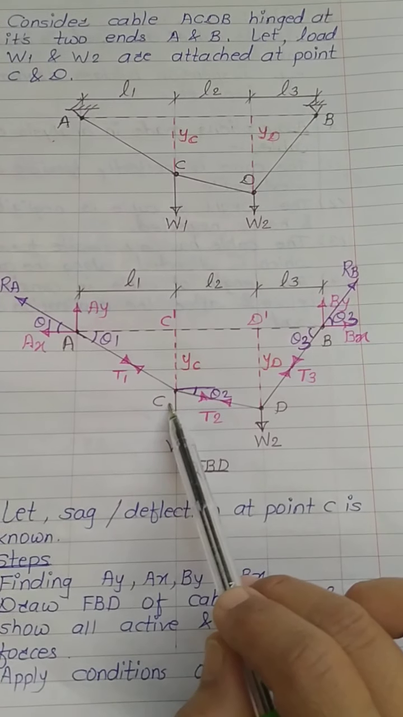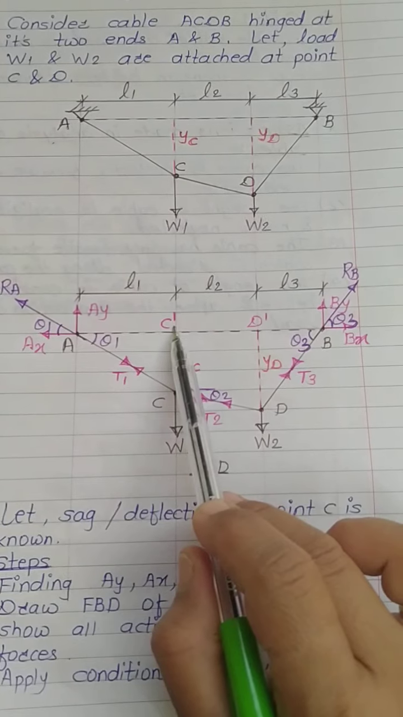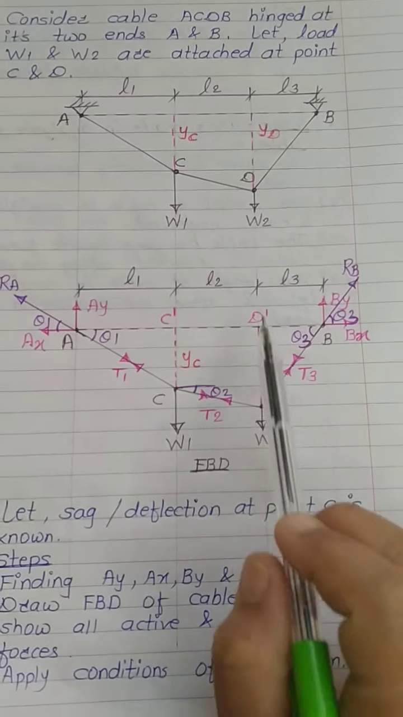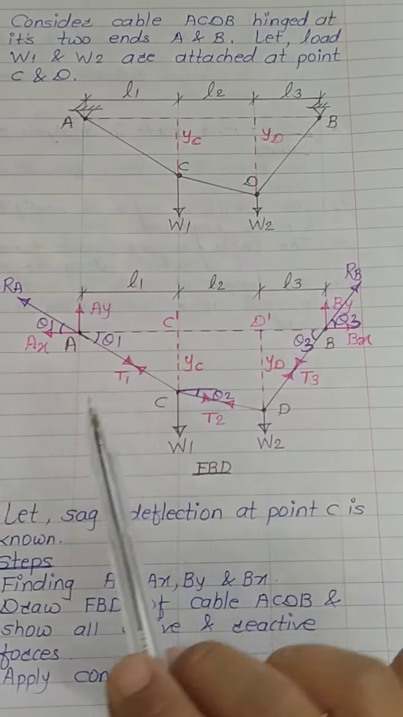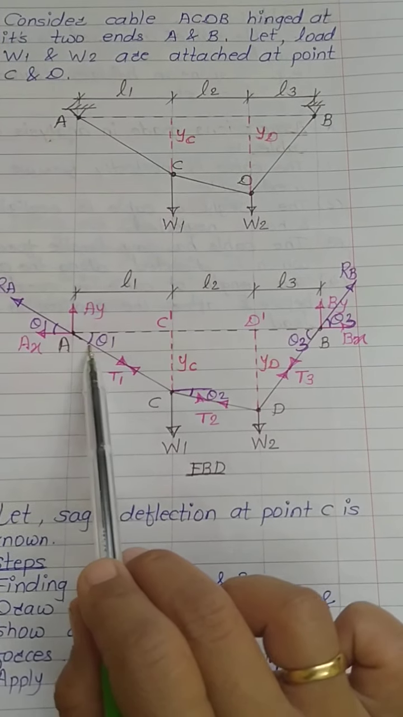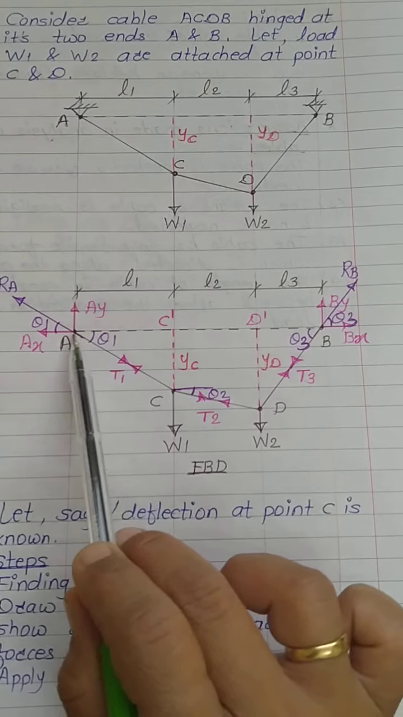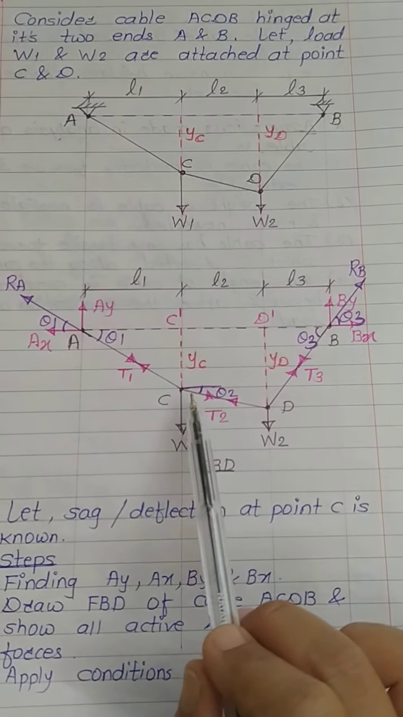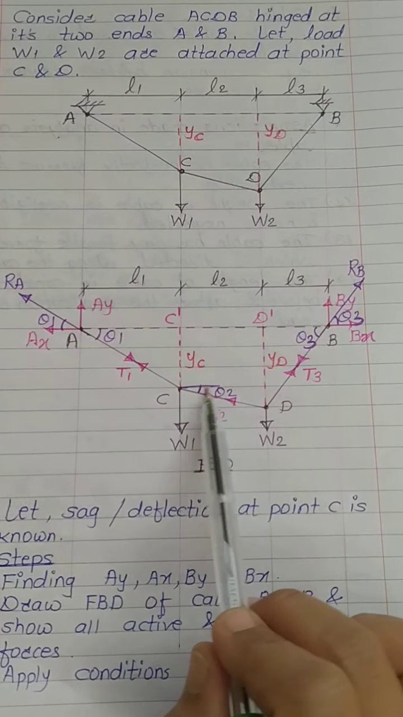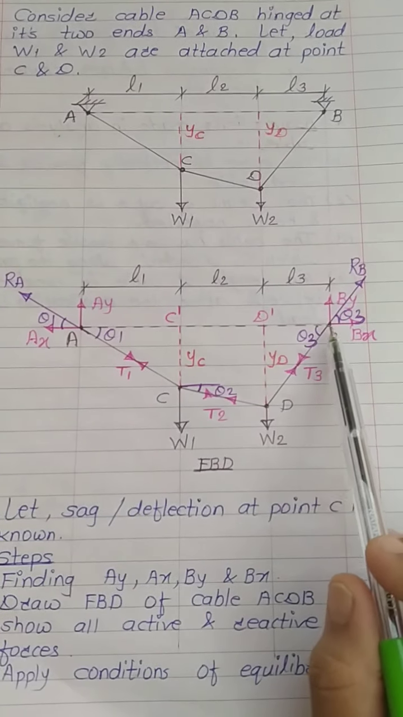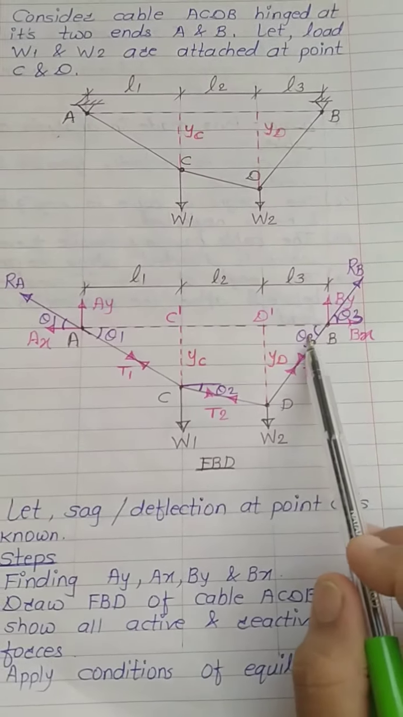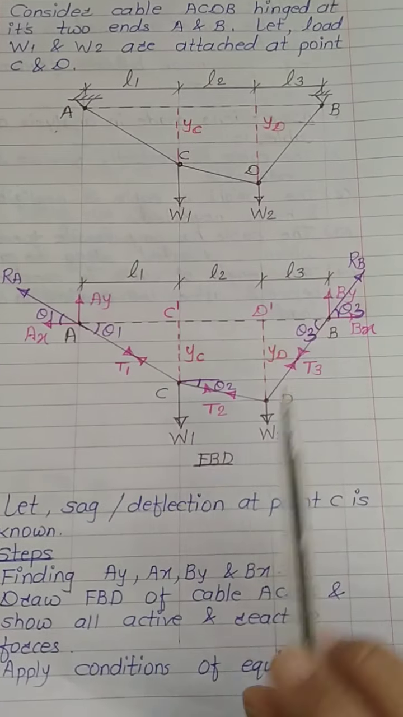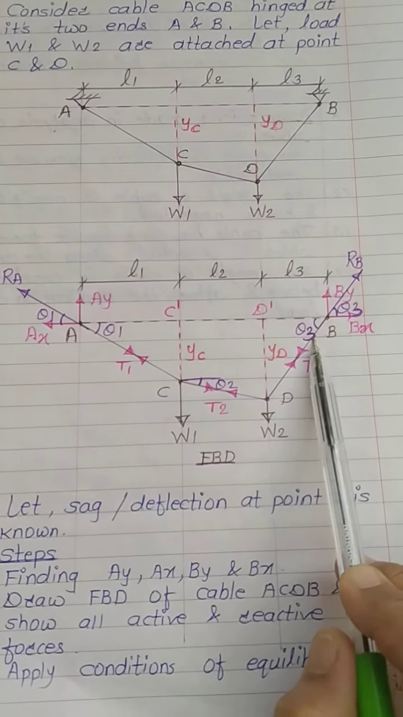Let us say above point C there is a point C dash along this line, and a point D dash above point D. Let us say T1 makes an angle theta 1 with respect to the horizontal line, T2 makes an angle theta 2 with respect to the horizontal at point C, and T3 makes an angle theta 3 with respect to the horizontal axis at point B.